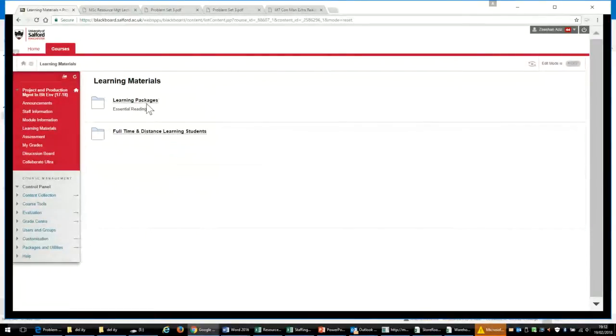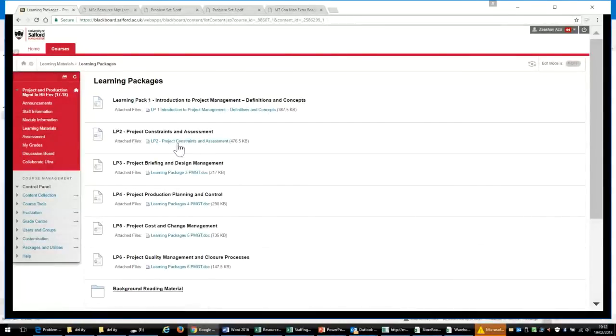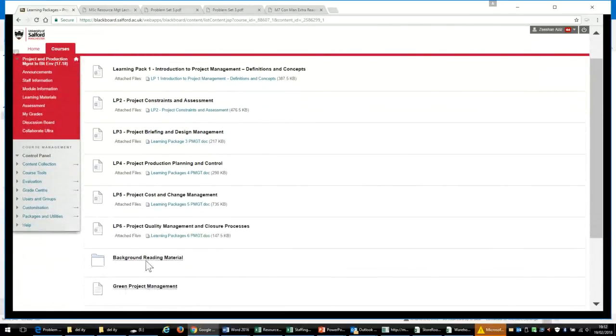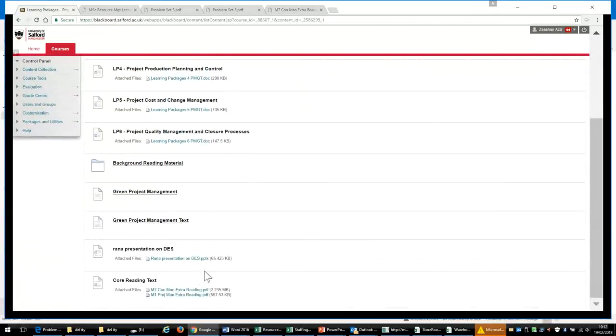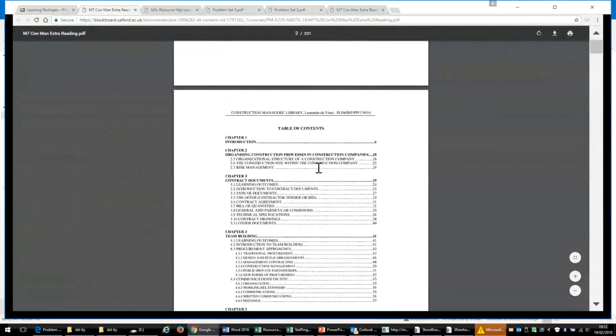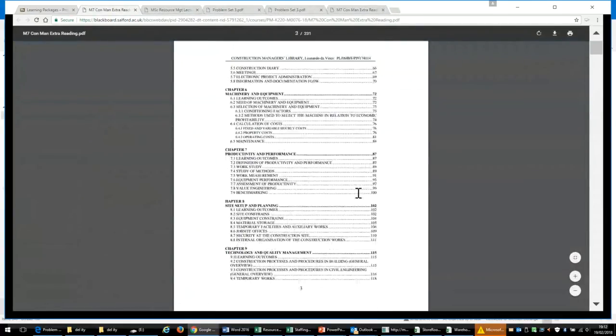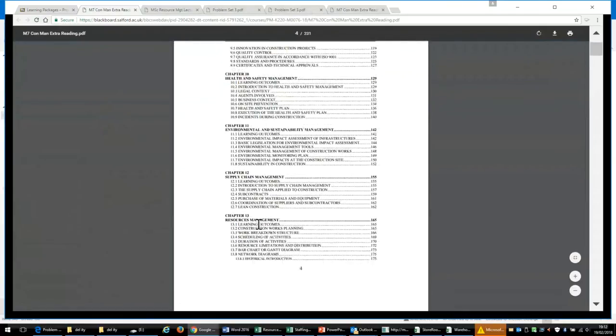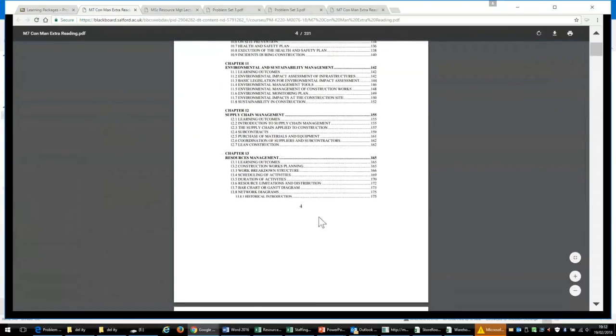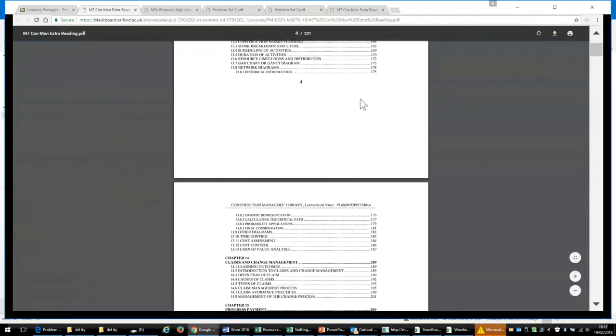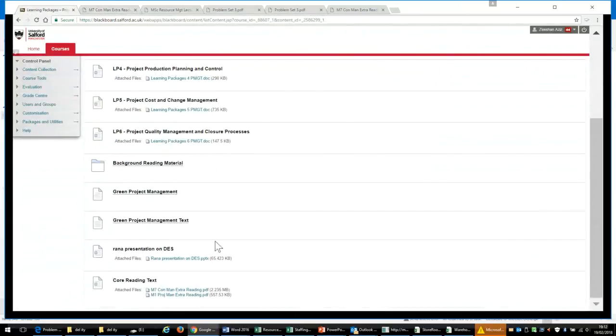Also, there are learning packages which provide a little bit more background reading. So project constraints and assessment go hand in hand with our discussion today. And also this co-reading text, and if you read through the construction management, which is a huge document, and within that there is a section on resource management, chapter 13, which will delve in more detail the concepts which we have covered.